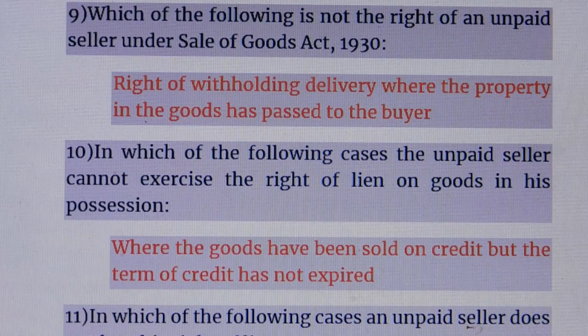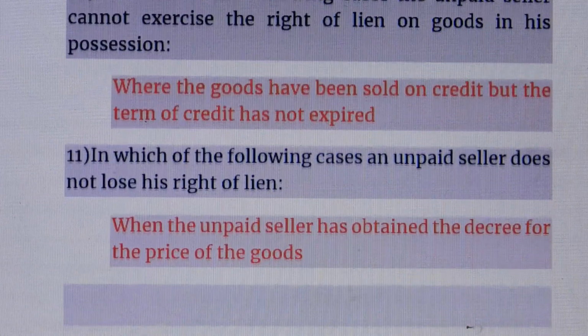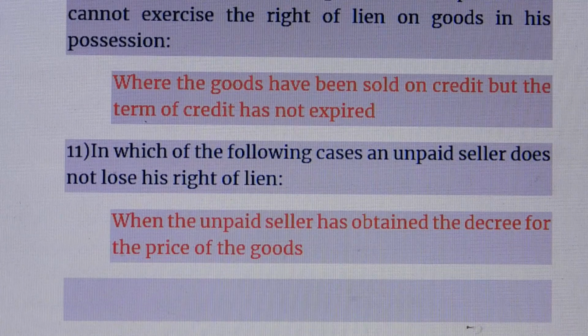Question number 10. In which of the following cases the unpaid seller cannot exercise the right of lien on goods in his possession? Answer is where the goods have been sold on credit but the term of credit has not expired.